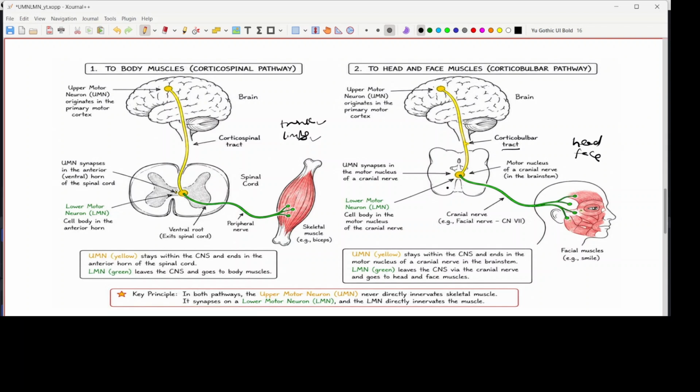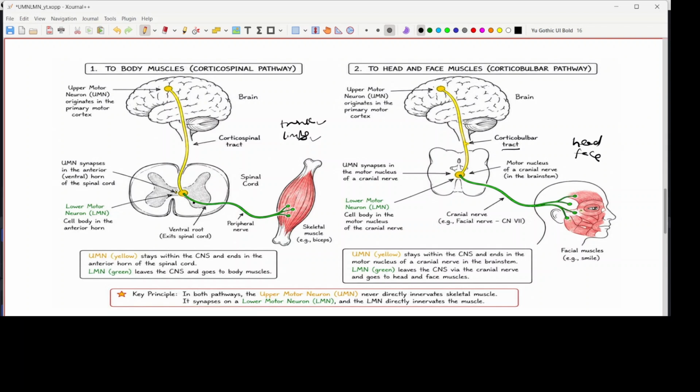Okay, so this diagram shows the brainstem. The cell bodies of lower motor neurons lie in the motor nuclei of cranial nerves within the brainstem. So at this point, it's important to understand what a motor nucleus is. A motor nucleus is simply a collection of lower motor neuron cell bodies located within the brainstem. So this motor nucleus is not inside the cranial nerve itself. Instead, the cranial nerve begins when the axons of those lower motor neurons leave the brainstem.